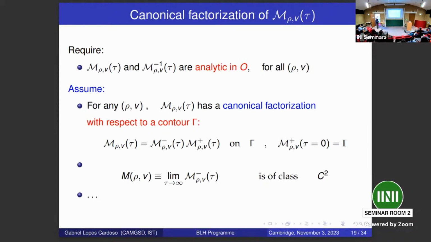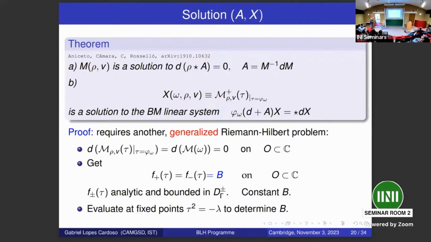Recall that this factor satisfies the normalization condition at tau equals 0. This factor was bounded and analytic in the interior, and satisfies that normalization condition. Now take M minus. That's the factor analytic and bounded outside. It's bounded and analytic at tau equals infinity. Compute it at tau equals infinity, and you get the matrix M of rho v. That's the matrix that solves the equations of motion. So that's the theorem you have.